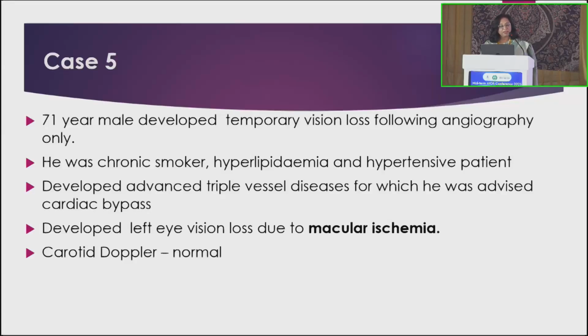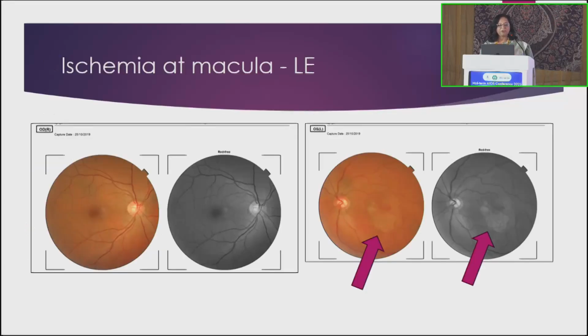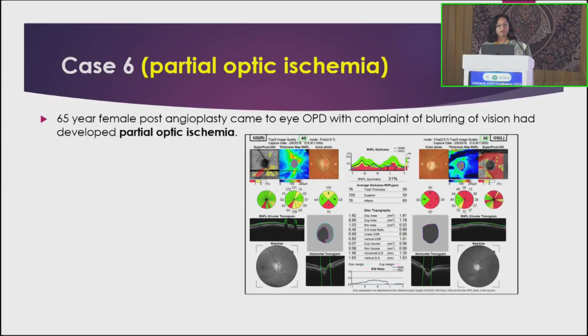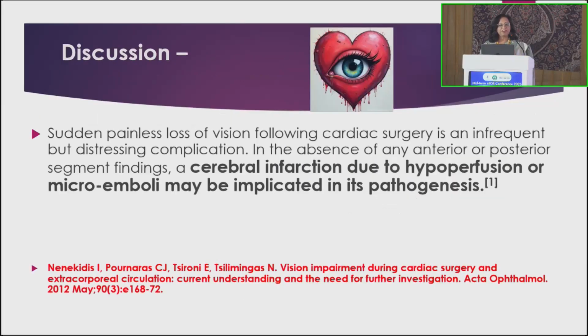On examination, he was having 3/60 vision in the left eye, and I could see there is an ischemia. But because he underwent an angiography and was advised the bypass, they told that we cannot do the angiography. So this was the last case, a partial optic ischemia a lady developed after an angioplasty.